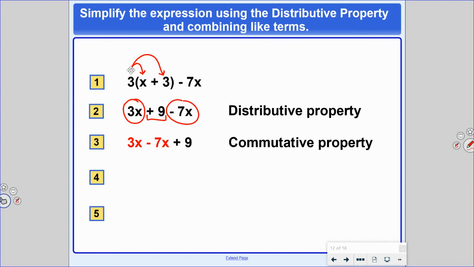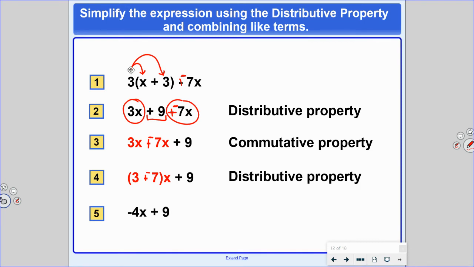I'm going to use the commutative property, which says, as long as we're talking addition, that you may change the order and still have the same sum. So I'm going to reverse the positive 9 and the negative 7x. Now at this point, 3 and negative 7 makes negative 4x's, and since you cannot combine x terms with constant terms, that is as simple as it gets.